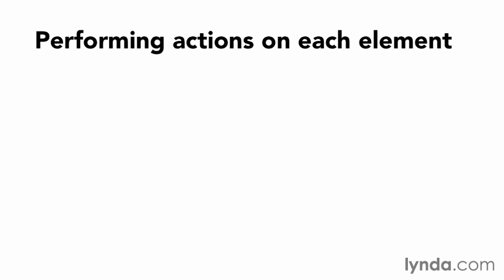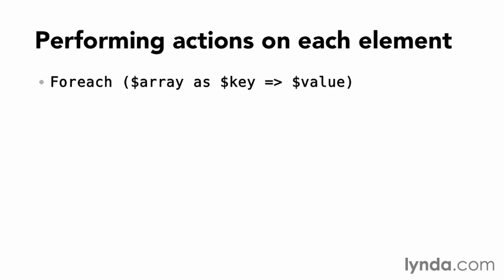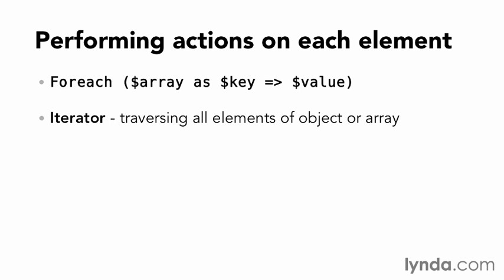One of the most common programming needs is to be able to perform an action on every element of an object. For example, using a for each on an array to get each key and value, or a for each on a standard object to get each parameter name and value. The mechanism for implementing this behavior is known as an iterator, which is used for traversing through all elements of an object or an array.